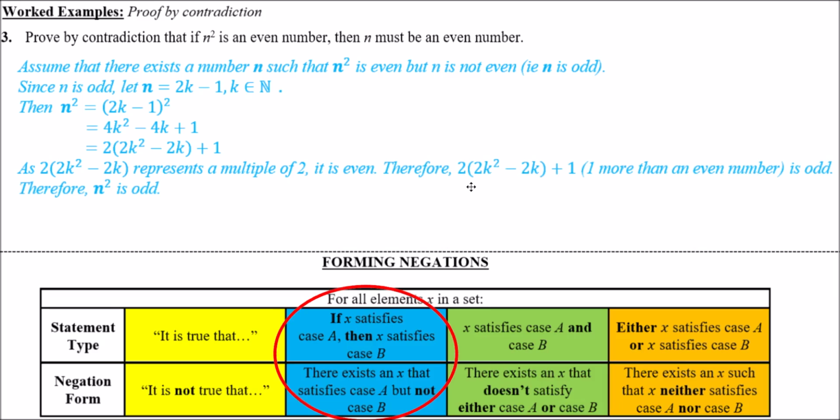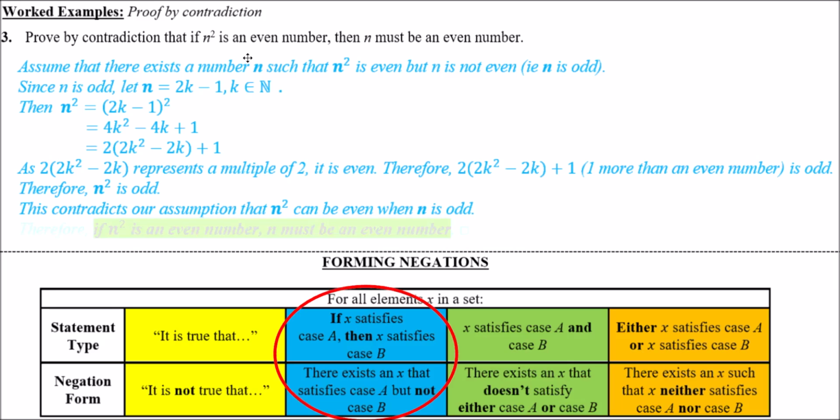Therefore n squared, which is this, is odd. But this contradicted our assumption that n squared could be even when n is odd, because we've just proved that if n is odd, n squared has to be odd as well. It can't be even. So this negation can never ever be true. Because the negation can never ever be true, the only conclusion is that the original statement must have been true. So therefore, we've proven that if n squared is even, n must be even as well.